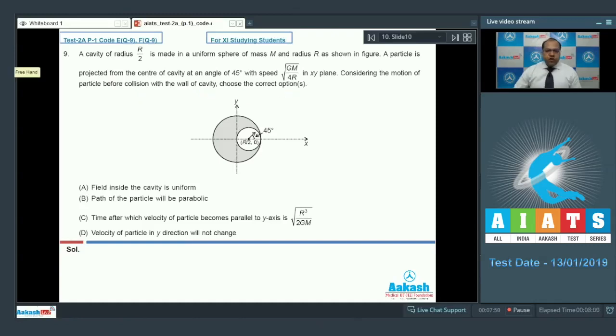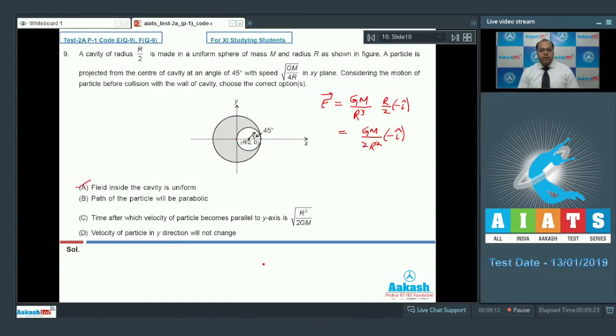So first of all, if I calculate the gravitational field inside the cavity, then it can be found out. E vector is equal to GM by r cube into small r vector. So that can be written as the separation between this center and this center, so that is r by 2, and the direction is along negative x direction, so into minus i cap. So this comes out to be GM by 2r square into minus i cap, and it is uniform. So if I check the options, field inside the cavity is uniform, so option A is correct.